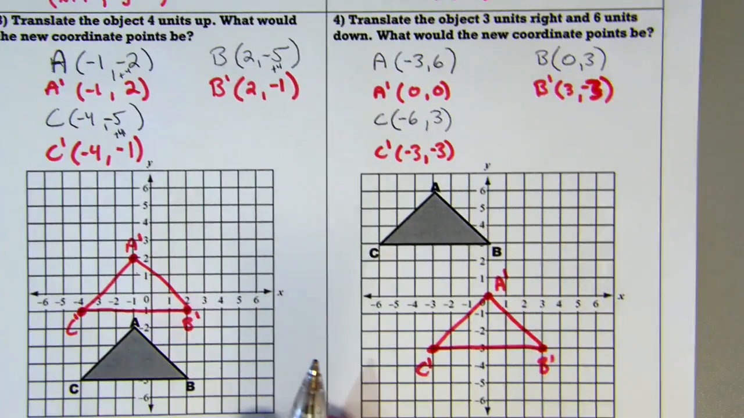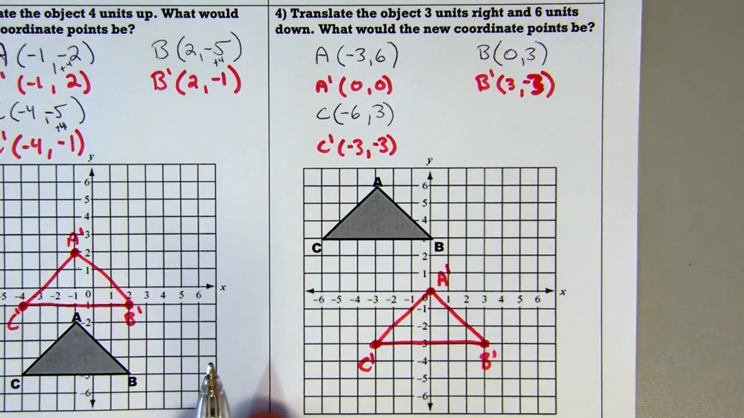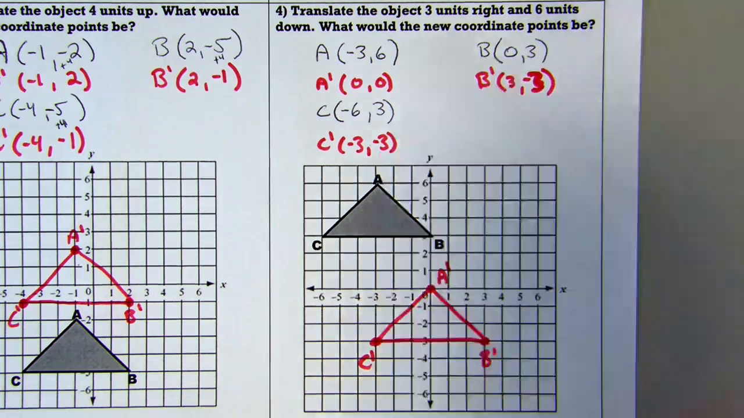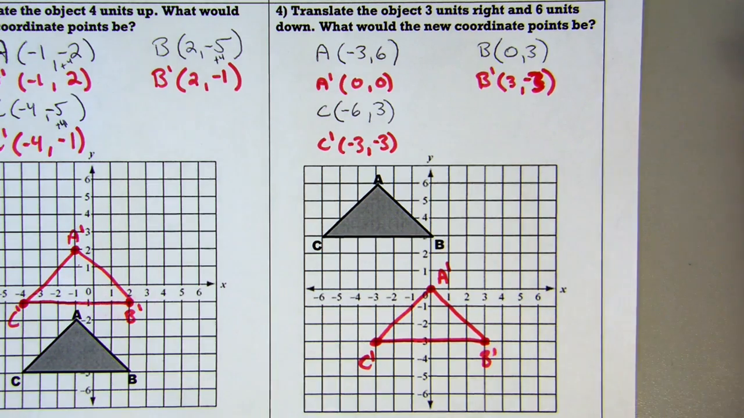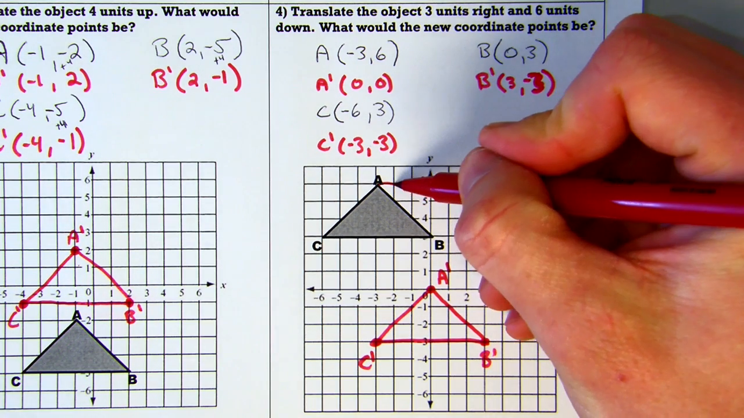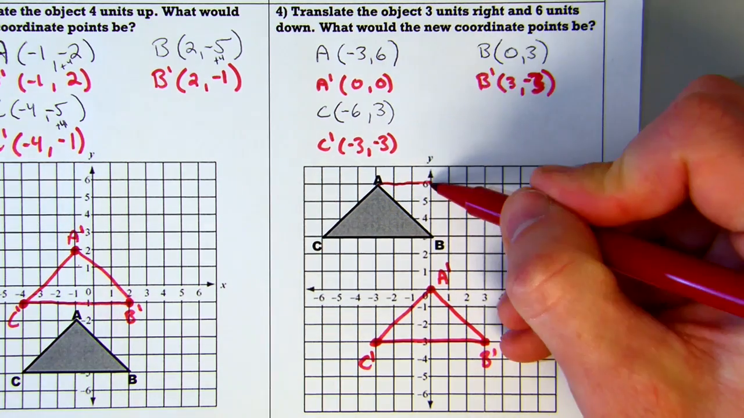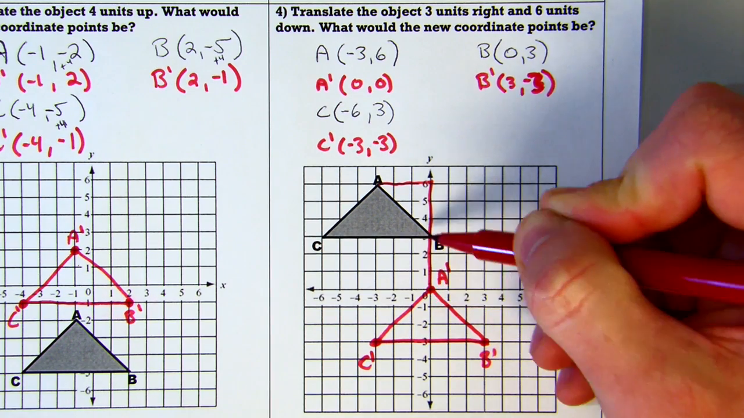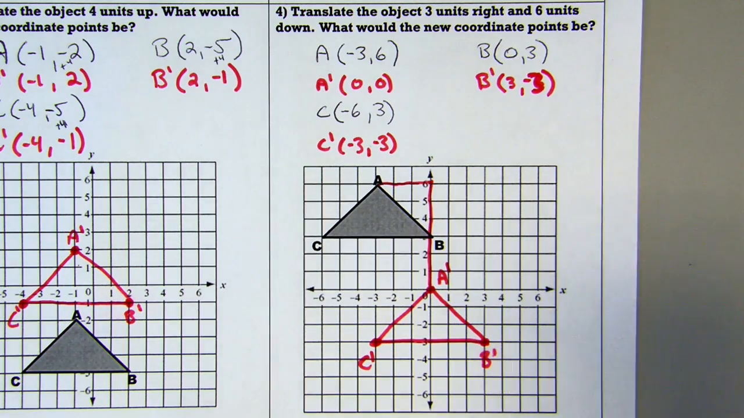And then number 4, we have translate the unit 3 units to the right and 6 units down. What would the new coordinates be? Right, so you can even draw this too if you need to. We have 3 units to the right, 1, 2, 3, and then 6 down, 1, 2, 3, 4, 5, 6. That takes me to my A prime, and the same goes for my B prime and C prime.